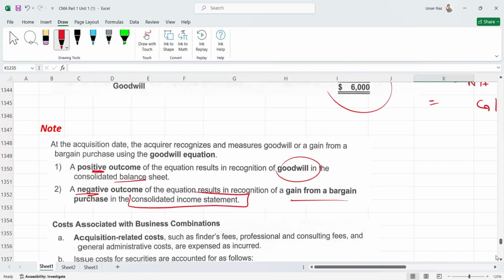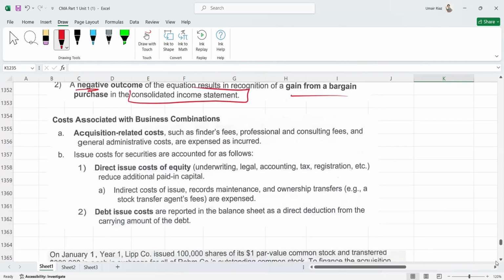So now we have some other points. These are theoretical points only, guys, that I'm explaining here. They may test these in your exam question, so you should remember. This is like a note you should understand for your exam. The note is about costs associated with a business combination. There are three types of cost, or generally there are two types, but I'll make it three.